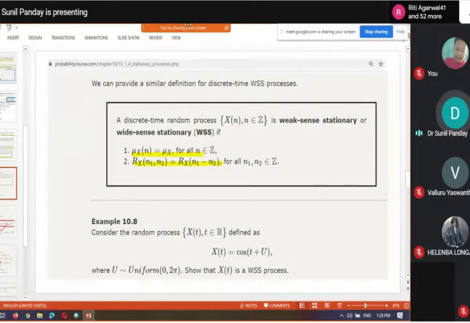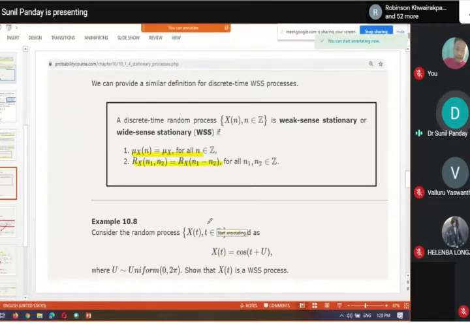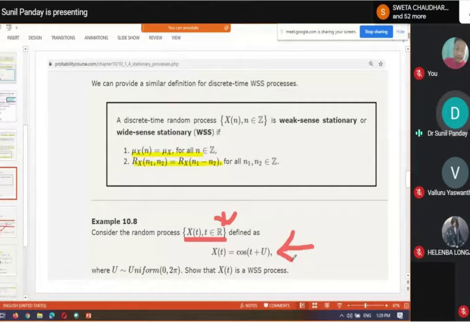So here in this question, we are given this random process X(t), where t belongs to the set of real numbers, and it is defined by X(t) = cos(t + U), where the randomness in this random process comes from the variable U. U is a uniform random variable within the interval 0 to 2π, and we have to show whether it is a wide sense stationary process or not.